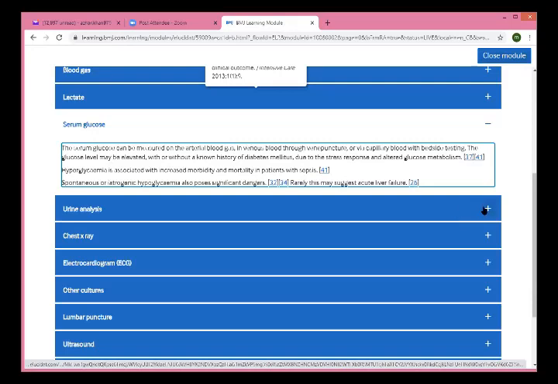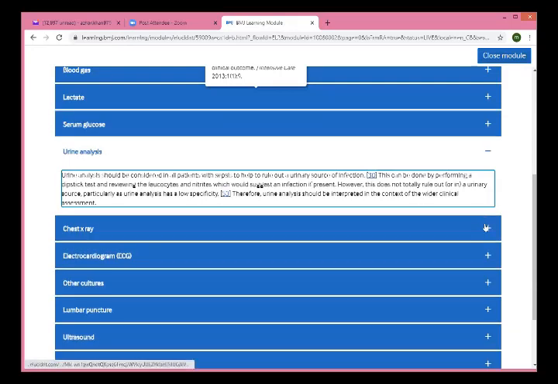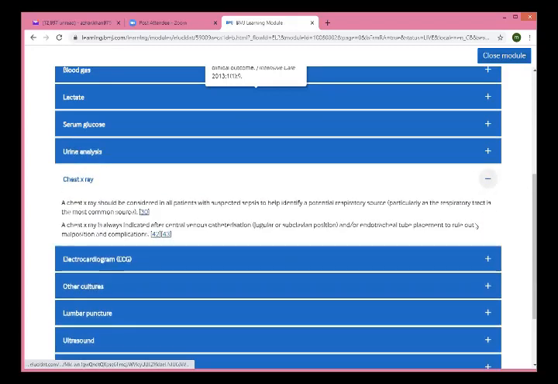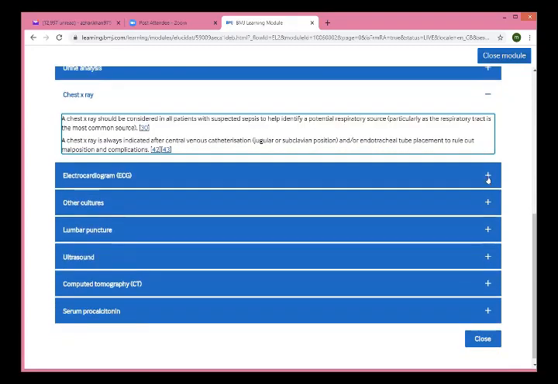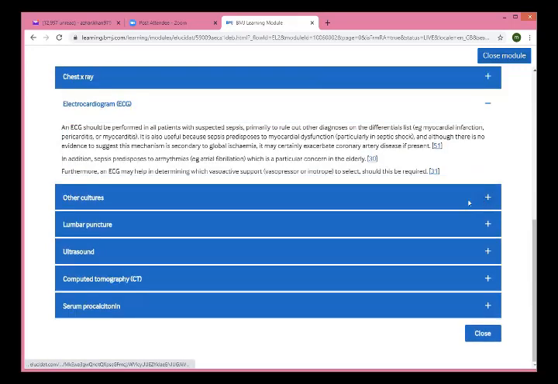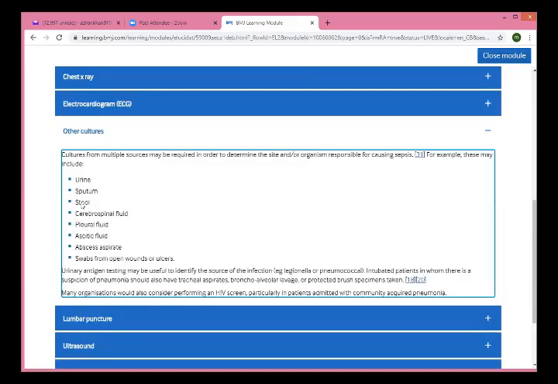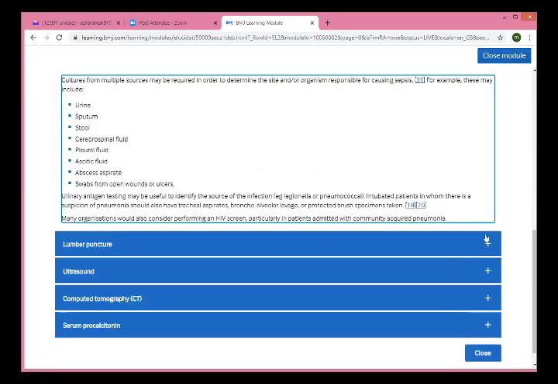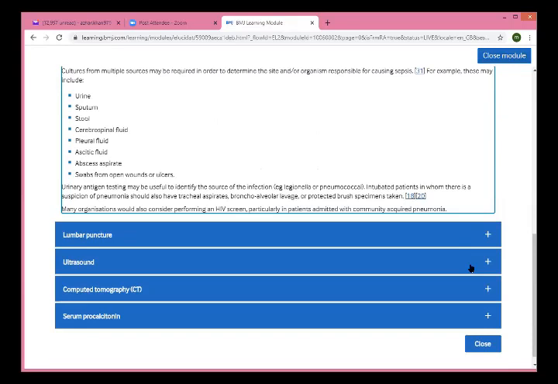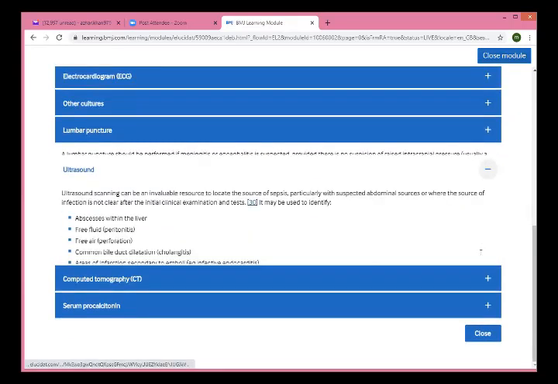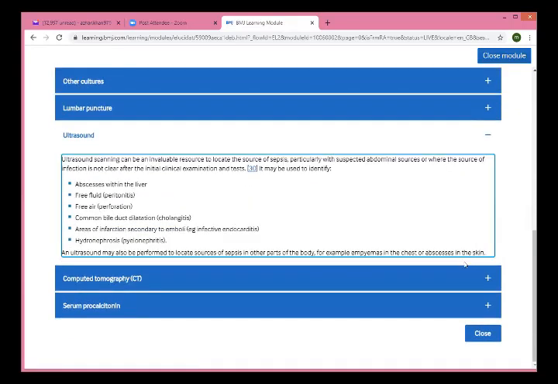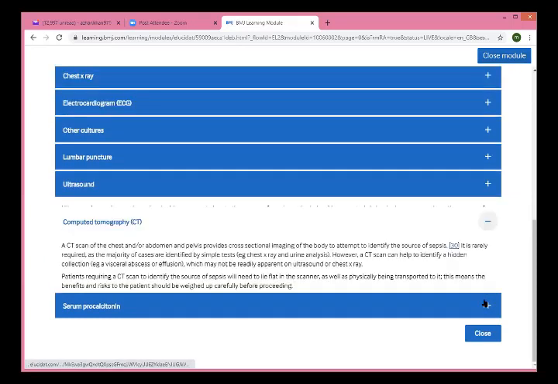You check urinalysis for any infections. You do a chest X-ray. All patients of sepsis, you do an ECG. Other cultures being urine, sputum, cerebrospinal fluid, pleural fluid. Wherever there is a fluid, you take a culture. Lumbar puncture if necessary. Ultrasound scan for abscesses, free fluids, and sometimes you do a CT scan and procalcitonin level.